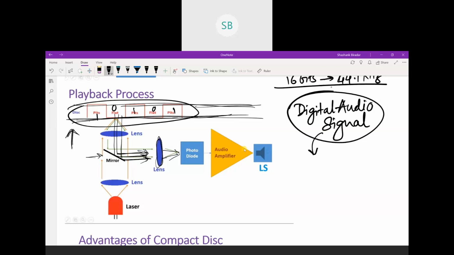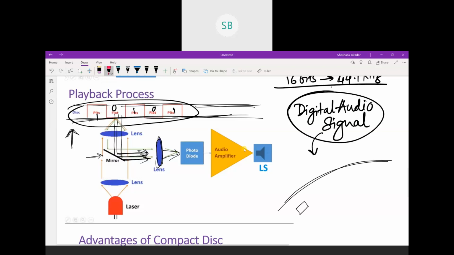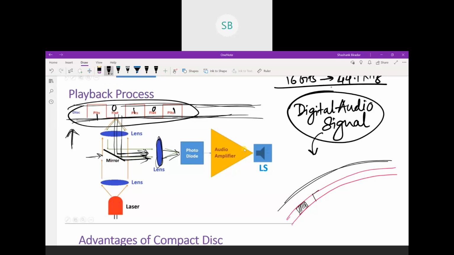For example, let us consider this one. This is a small portion of a compact disc. Let us draw this with another color. Suppose this is a track, track 1. Now there are some pits. Its value should be 1 or 0. For your convenience you can take any value. So these are the pits. Pits means there is some kind of etching.